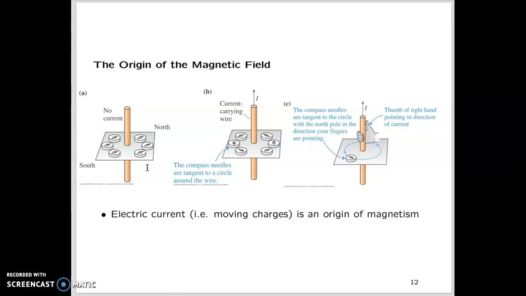Because the Earth has a magnetic field, these compass needles will tend to line up with the Earth's magnetic field and point towards the magnetic north. The magnetic north is close to, but not exactly at, the actual north pole of the Earth. So it doesn't point perfectly north, but it points roughly in that direction. Well, that's what happens if there's no current going through this wire.